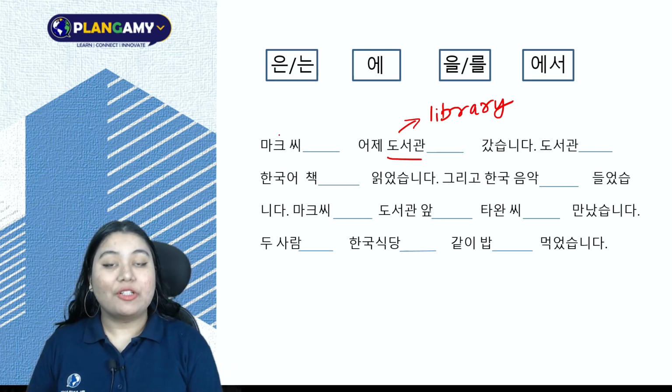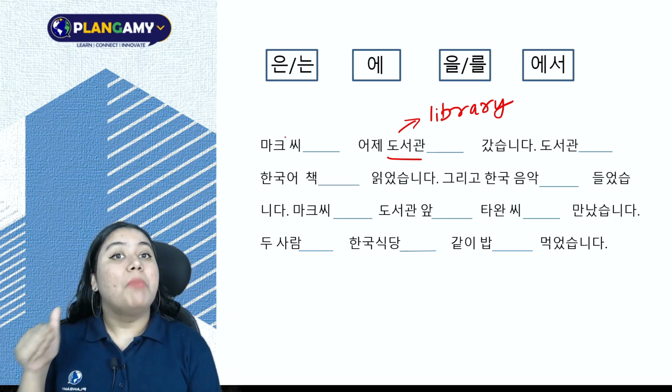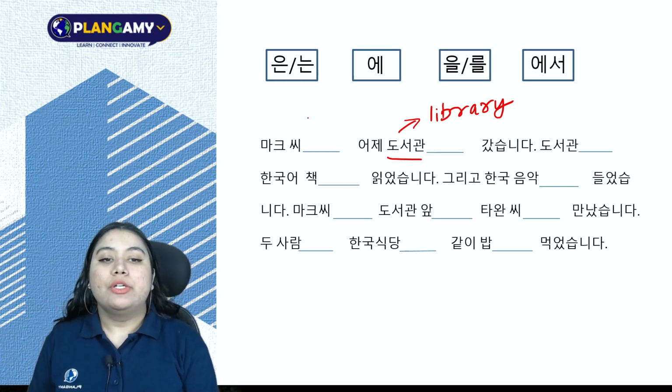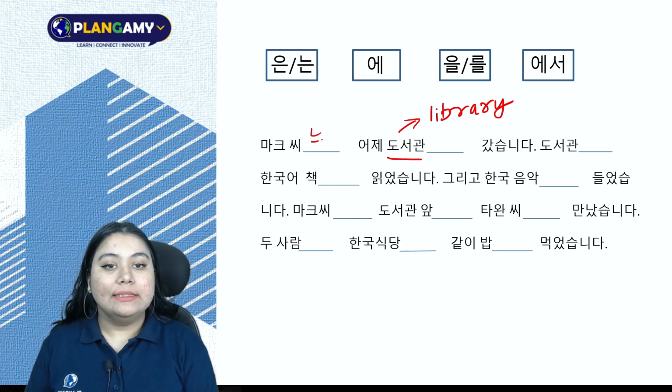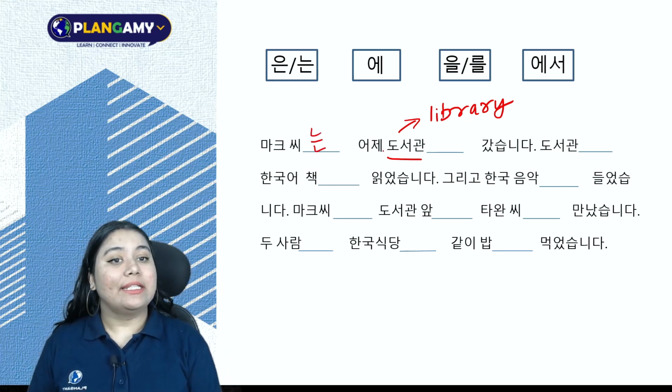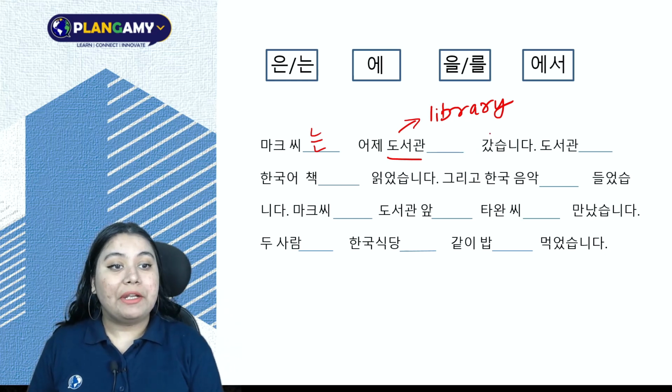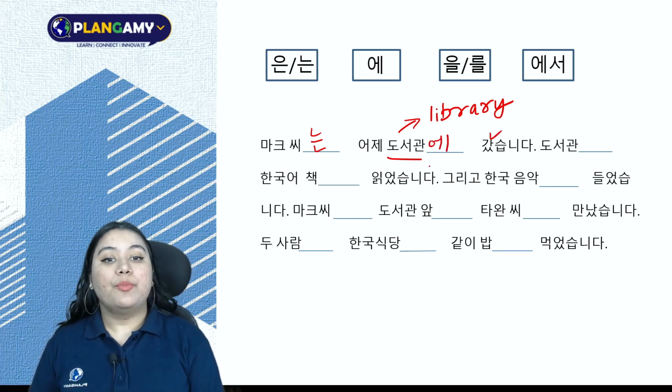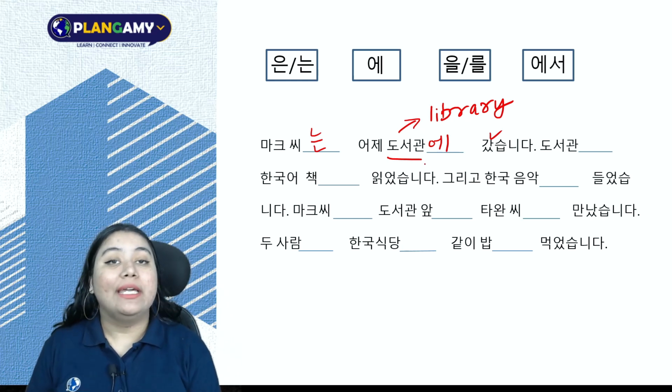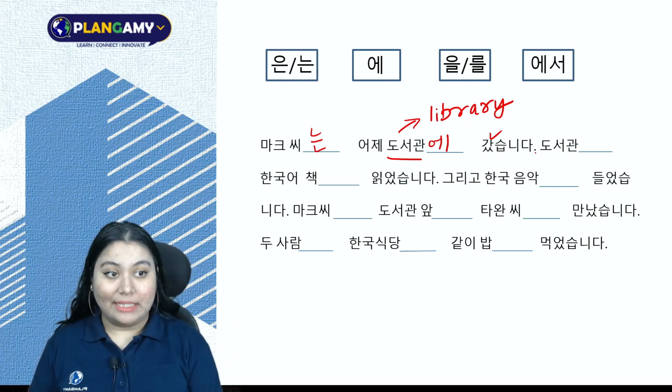마크 씨. So we're talking about 마크 씨. 마크 씨 becomes my topic. So 마크 씨는 어제 yesterday 도서관 갔습니다. Ending with 가다 I add 에, location marker 에. So 마크 씨는 어제 도서관에 갔습니다. 마크 씨 went to the library yesterday.